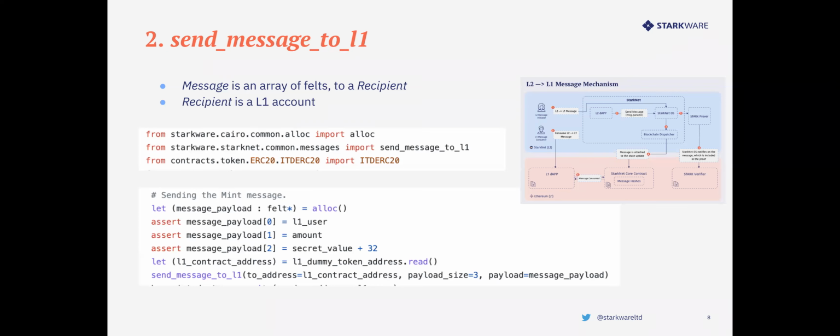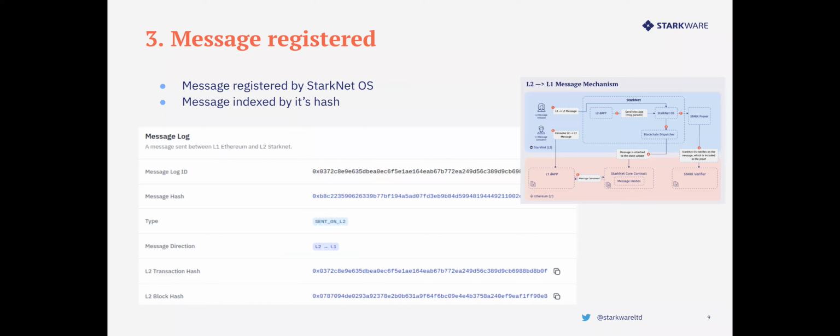This is executed as a regular transaction, nothing special about it when you're doing it on the L2 side, and now it is going to be included in a block. Once it is included in a block, you can get an update. You can see it on a block explorer that it was sent on L2, and there is some hash of the message that is a function of the payload and the receiver. And this hash is what we're going to follow with this message as it progresses through our diagram.